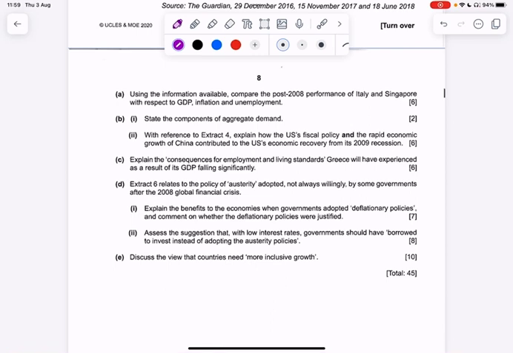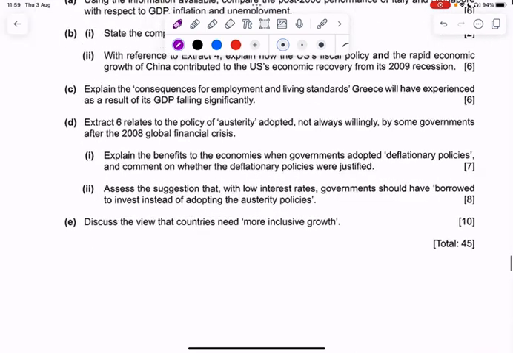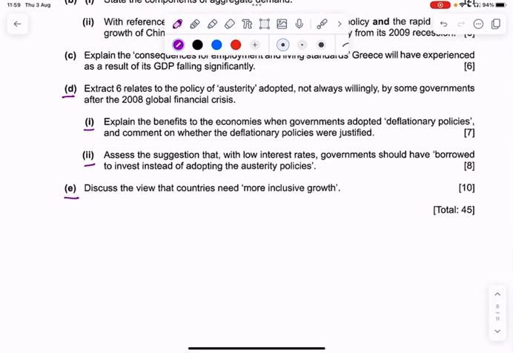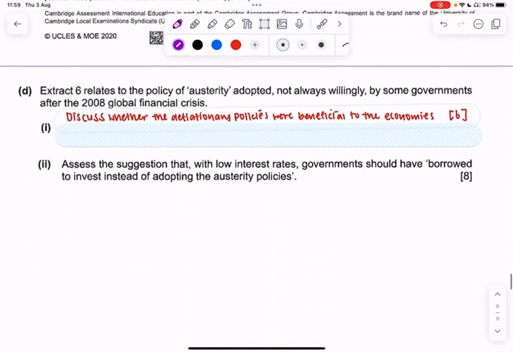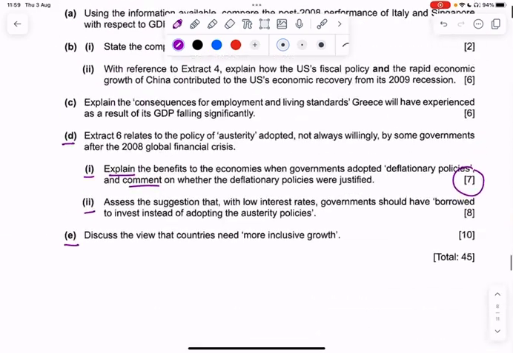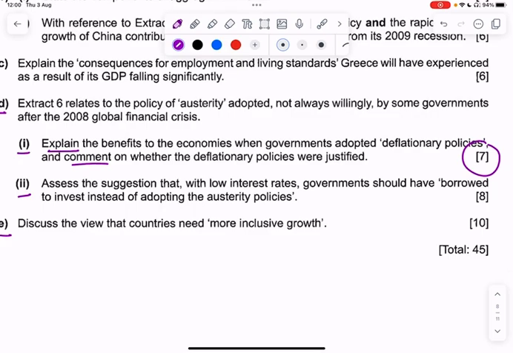So let's look at the CSQ first. Before I even read the extracts, I will look at what my questions require from me. Today I'll be going through these three questions: D part 1, part 2, and E. Because in your new syllabus you don't have any more double-barreled questions such as explain and comment, and you don't have a 7-mark question anymore, we will change it to answer this 6-mark question instead. Discuss whether the deflationary policies were beneficial to the economies. Before we delve into the different extracts, let's look at what each of the questions requires.